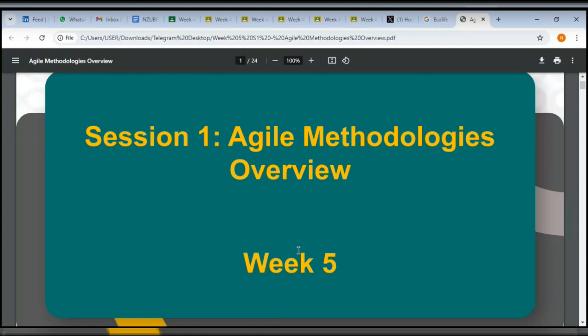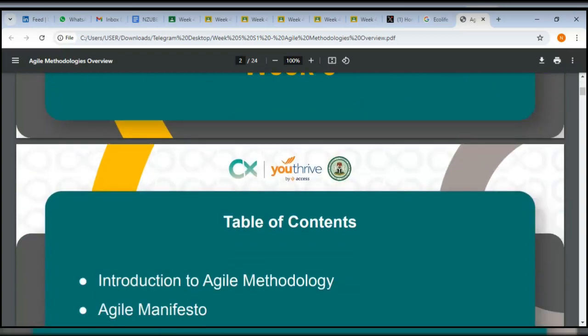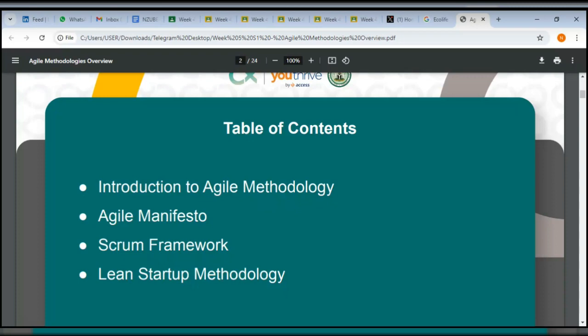This is week 5, and today we are discussing Agile methodologies overview. Introduction to Agile methodology, Agile manifesto, Scrum framework, Lean startup methodology.